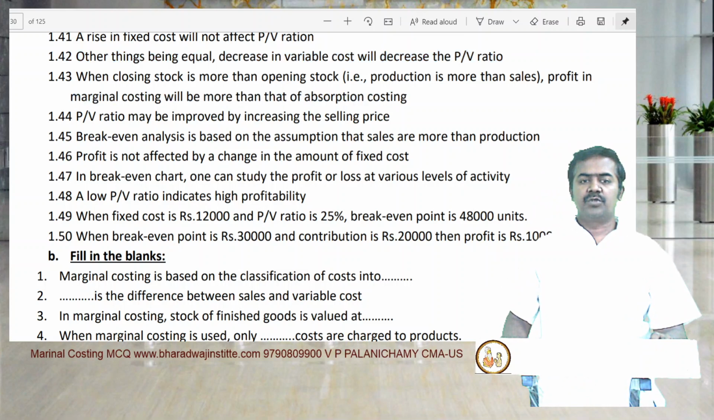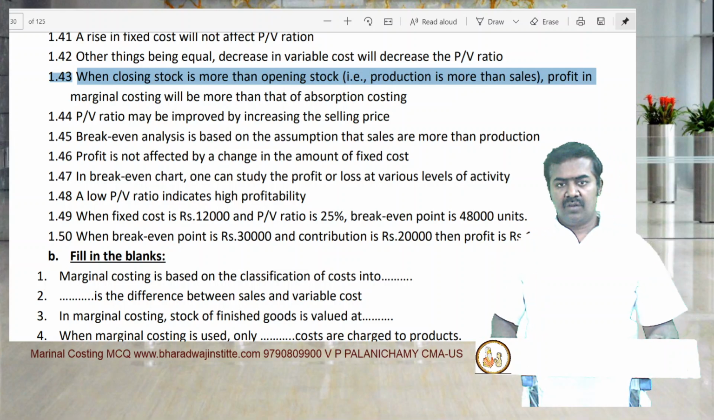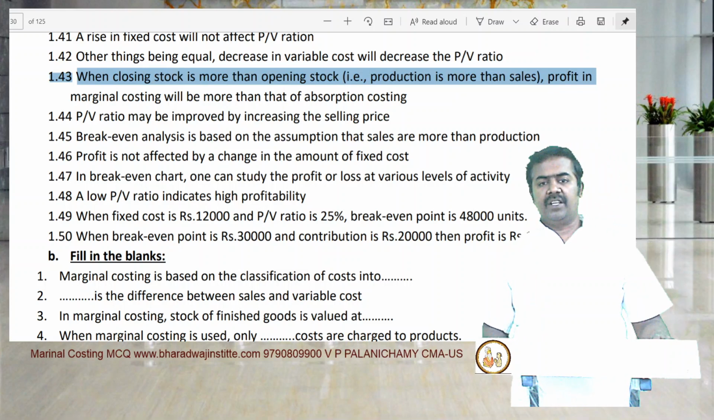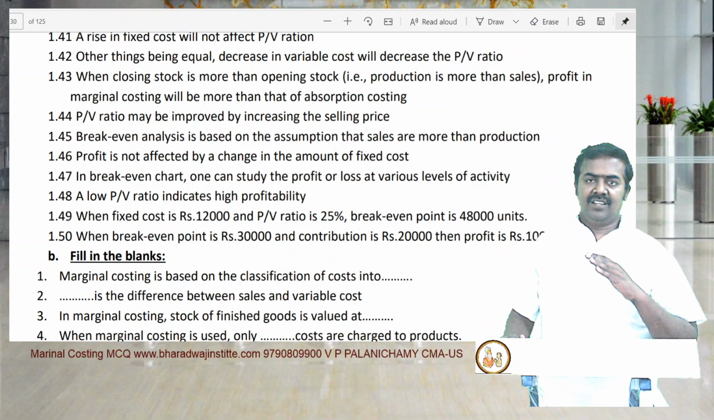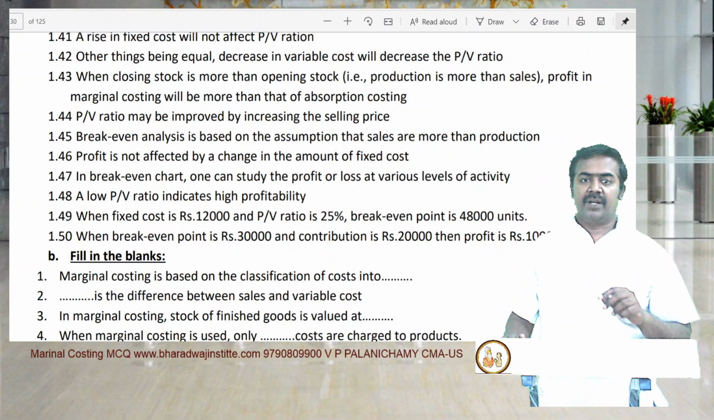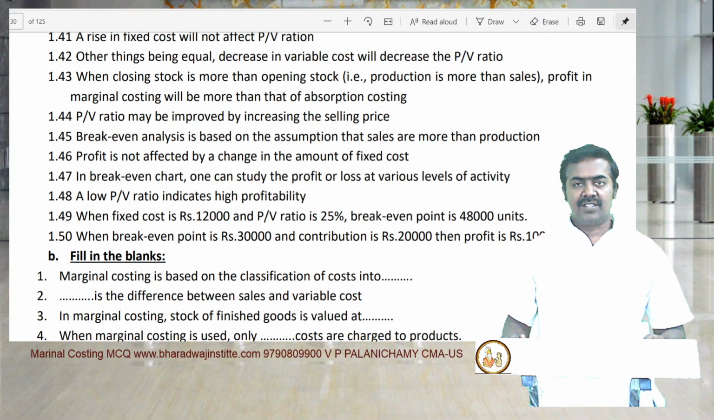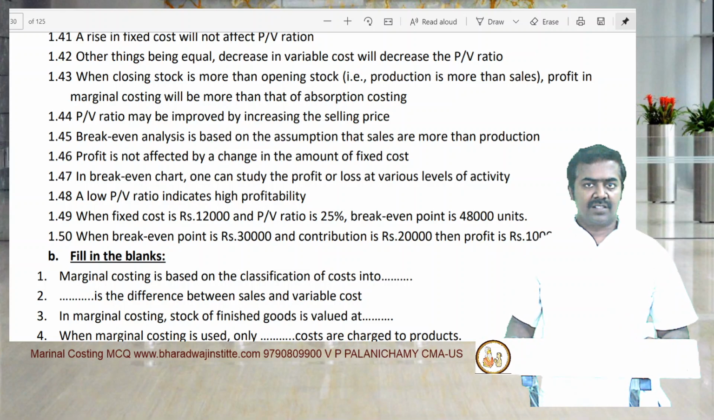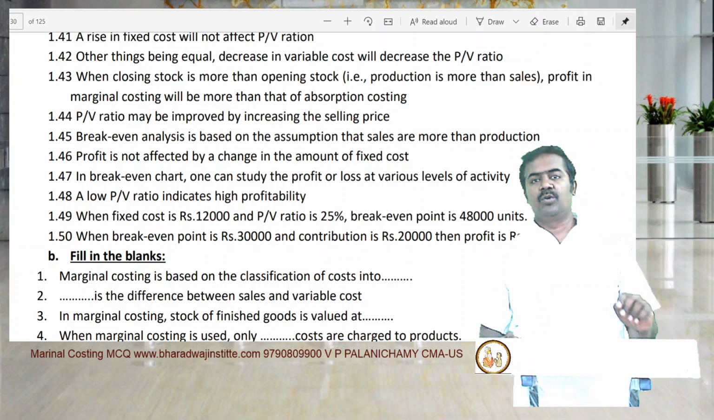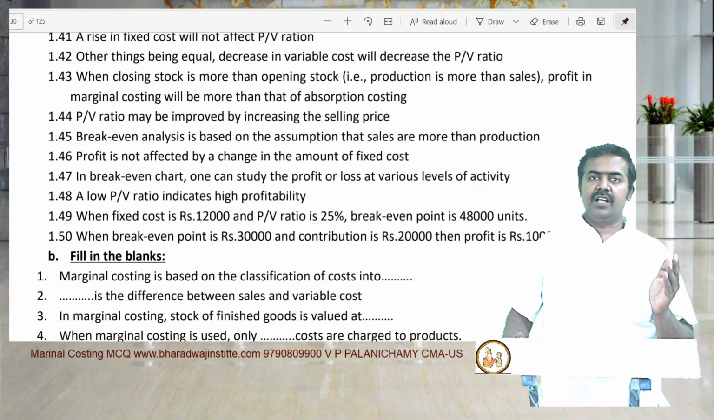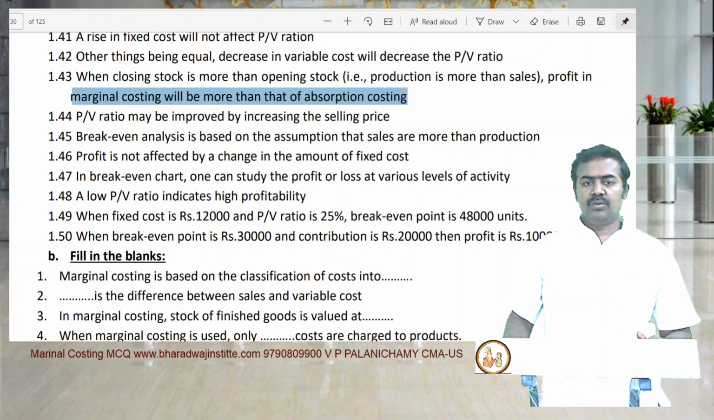When closing stock is more than the opening stock, profit in marginal costing will be more than absorption costing. When closing stock is more than the opening stock, that is, production is more than the sales, profit in which method will be more? We had seen it just in the last class. Absorption costing will be more because the value of closing stock will be more in absorption costing. If you are crediting more, the profit will be more. Okay, so it is false.